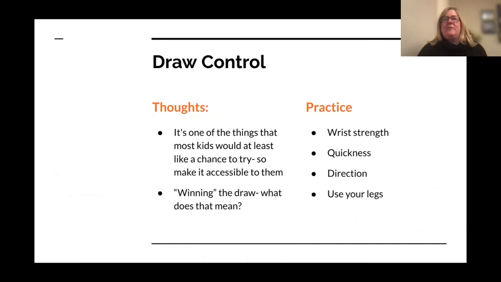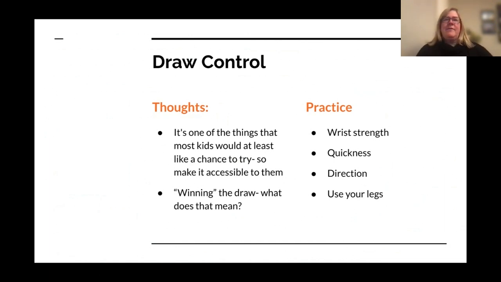Because it's those reaction times, because when you're taking the draw, it's your response to the whistle being blown and the official dropping their arm. And so you want to find the kids that are quick. You want to find the kids that have some good wrist strength and just general strength. If you get a tall kid, that's ideal.